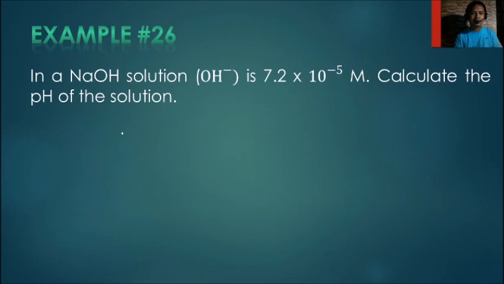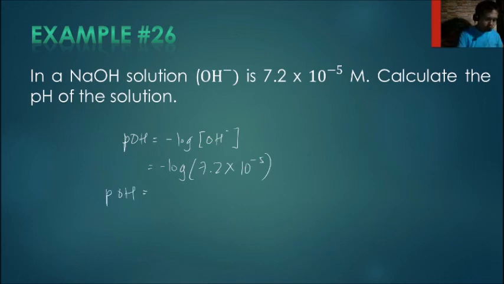So, bago natin makuha yung pH, alamin muna natin ang power of the hydroxide. So, negative log of the concentration of the hydroxide. Kunin mo lang yung negative log of 7.2 times 10 raised to negative 5. So, makukuha natin is 4.143. So, that is the power of the hydroxide.